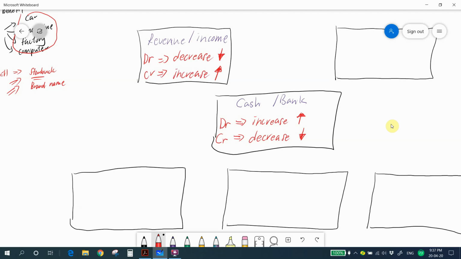So I think from this comparison, you can understand that in the same nature of account, debit and credit will result in opposite effect. For example, cash and bank, when you debit in your cash account, it means that this is an increase entry. However, credit means decrease. In your revenue and income account, when you debit revenue or income account, it means decrease. However, when you credit your revenue and income account, it means this is increase.